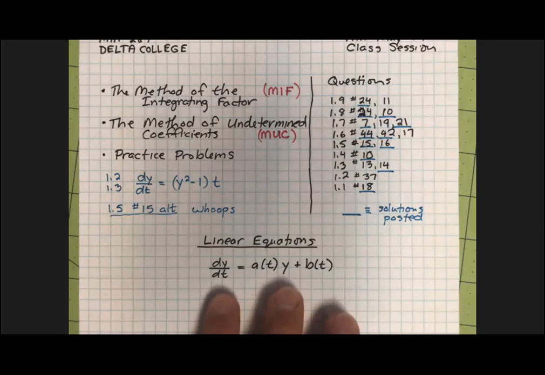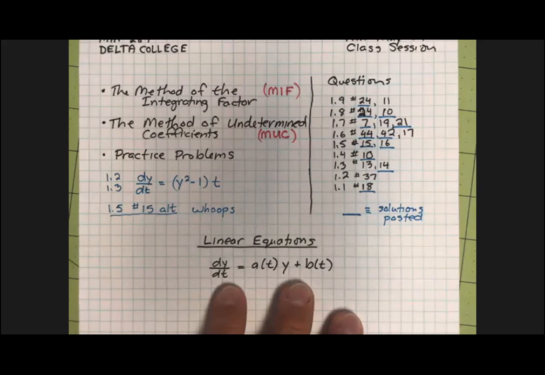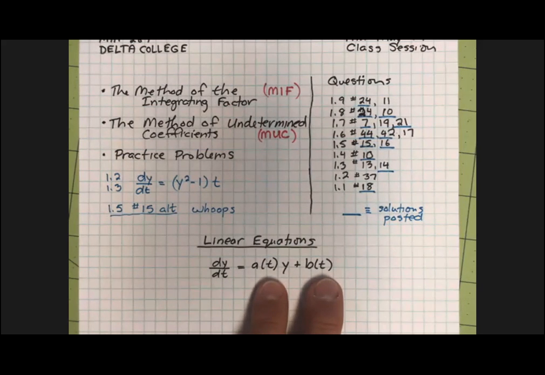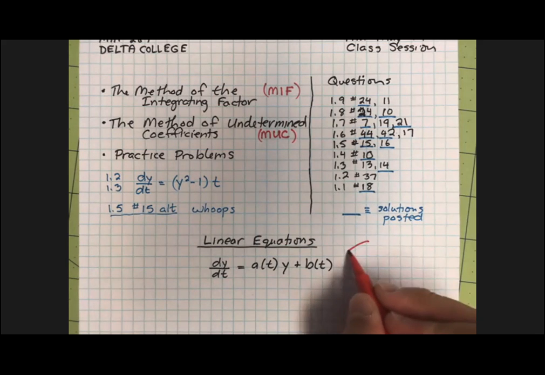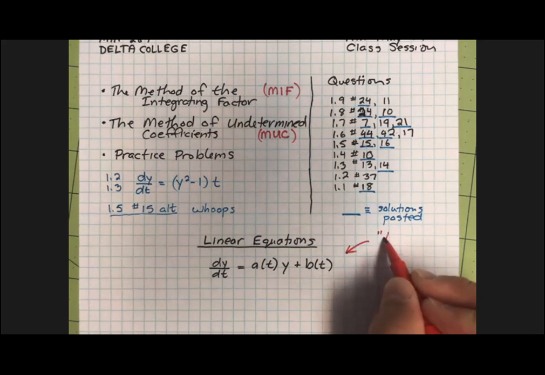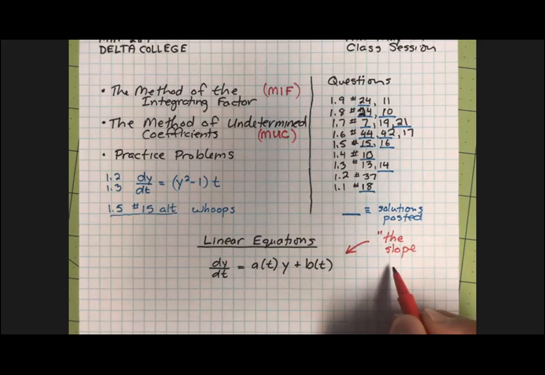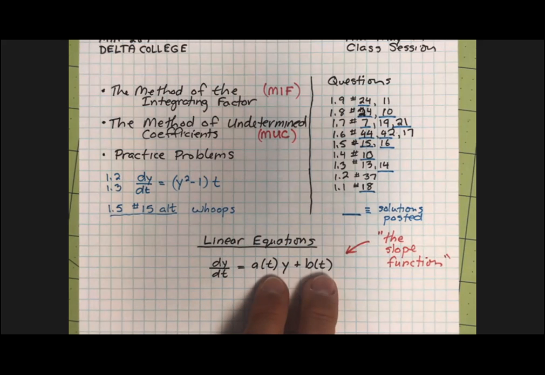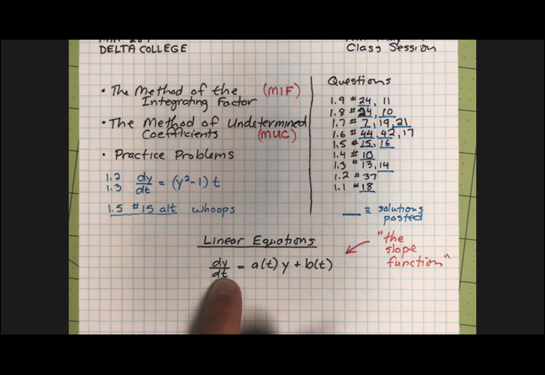So let's look again at the definition of a linear equation. A linear equation says the slope function on the right, remember the right-hand side is literally, for a first order problem, the slope function, because a first order problem says the first derivative equals this function. When we talk about second derivatives later, then we can't say it that way. So we'll have to think of something else.